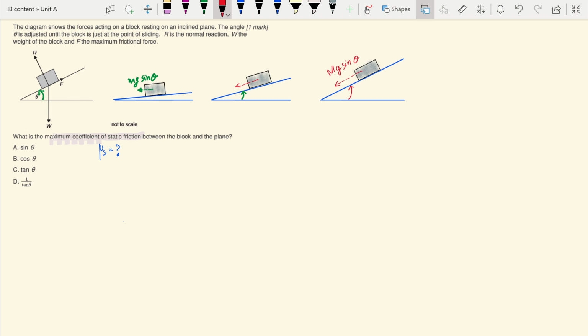So in this question they are saying that the angle theta is adjusted until the block is just at the point of sliding, meaning it is still at rest but it is about to slide. So what will be the value of the coefficient of static friction? I will explain with the help of a free body diagram. Right now I'm going to show you its free body diagram.